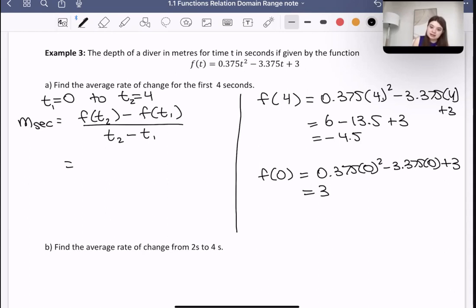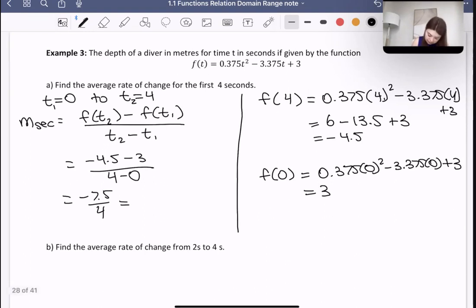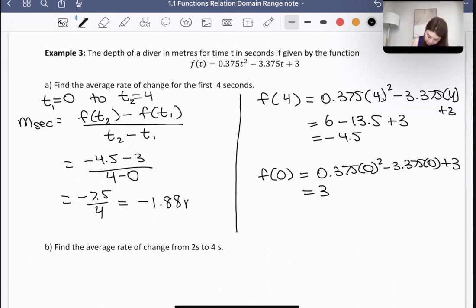So that means it's going to be negative 4.5 minus 3 over 4 minus 0, which is negative 7.5 over 4, which if we punch that in our calculator, that's going to give us, let's see, negative 1.88 meters per second. And the reason it's negative is because the diver is going down, right? They're going downwards, right? So we could say that the rate of change is negative 1.88 meters per second, or we could say that it's 1.88 meters per second downwards. That's the average rate of change.